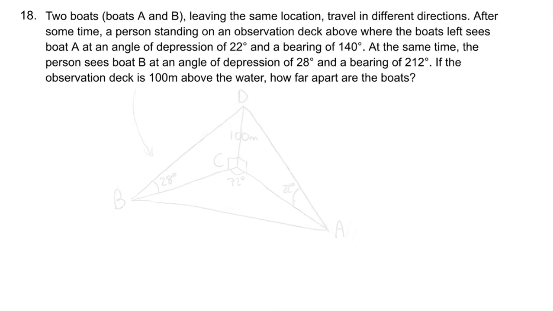The question says 2 boats A and B, leaving the same location, travel in different directions. That doesn't mean they're traveling opposite each other. That just means different directions. After some time, a person standing on an observation deck above where the boats left sees boat A at an angle of depression of 22 degrees and a bearing of 140 degrees. At the same time, the person sees boat B at an angle of depression of 28 degrees and a bearing of 212 degrees. If the observation deck is 100 meters above the water, how far apart are the boats?